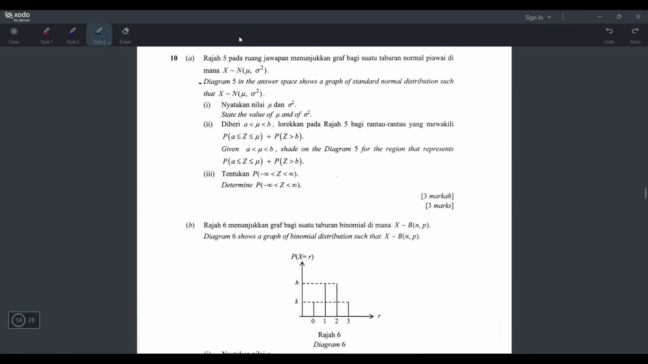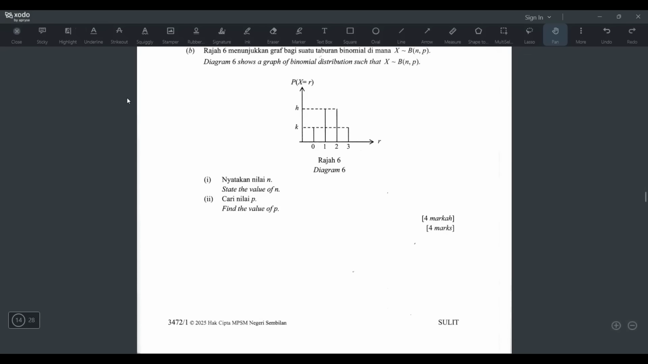Okay, number 10, what chapter is this? Looks like a probability distribution, so it's a Form 5, Chapter 5 question. Okay, diagram 5 in the answer space shows the graph of standard normal distribution such that X and mean, variance. Alright, let's go. Where is it?